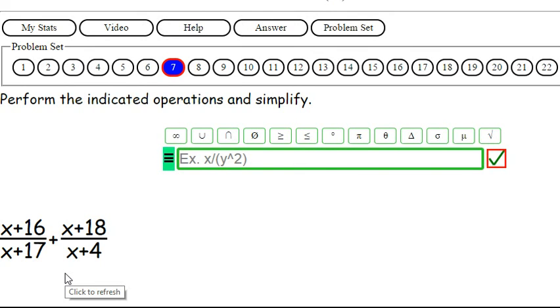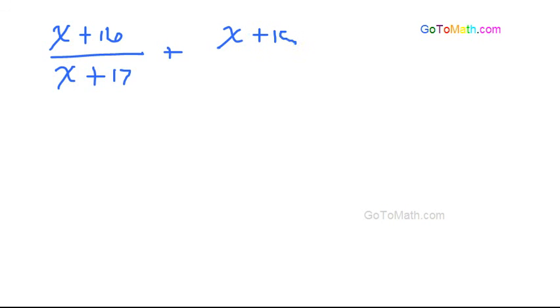We've got x plus 16 over x plus 17 plus x plus 18 over x plus 4. I've got to write that down. So it gives you plenty of chances to write this stuff down and actually work it out before I do. That's what you should really be doing.